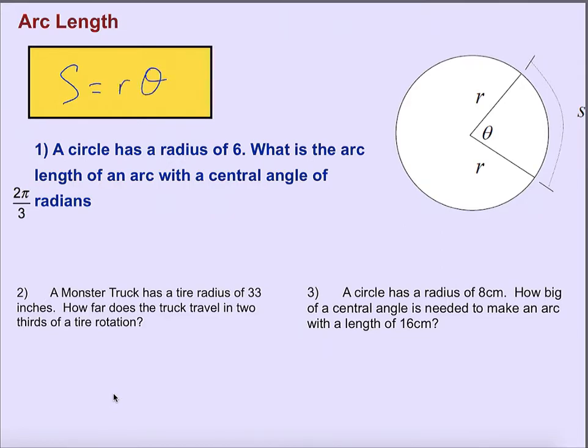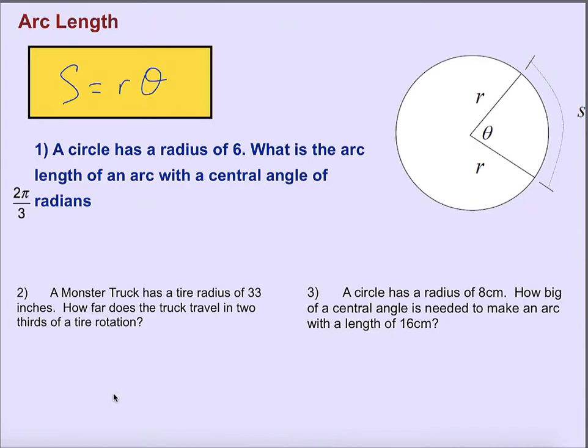So here a circle has a radius of 6. What is the arc length of an arc with a central angle of 2/3 pi radians? Notice how that is not the circle I have drawn there. The circle I have drawn there is just to highlight what the s, the r, and the theta are. It does not fit the diagram. That diagram does not fit problem number 1.